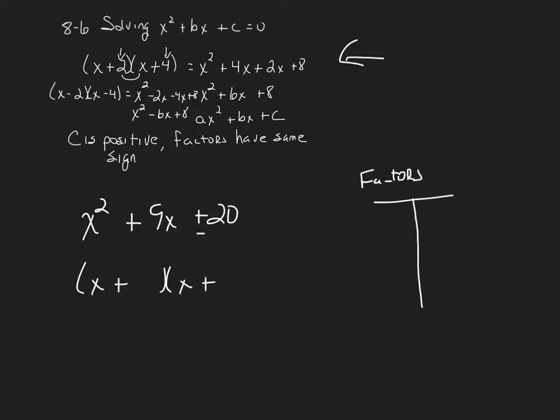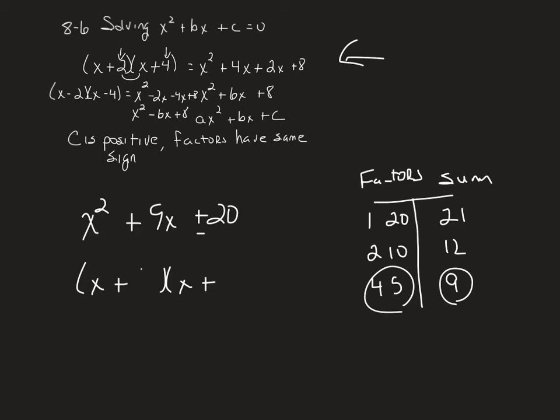Now, if we find factors of 20, we have 1 and 20, 2 and 10, and 4 and 5. And the sums of those factors are 21, 12, and 9. So this is what we want, x plus 4 and x plus 5. In this case, since both have the same sign, it doesn't matter which order you put them. You could put x plus 5 times x plus 4. So let's look at some more examples of this.